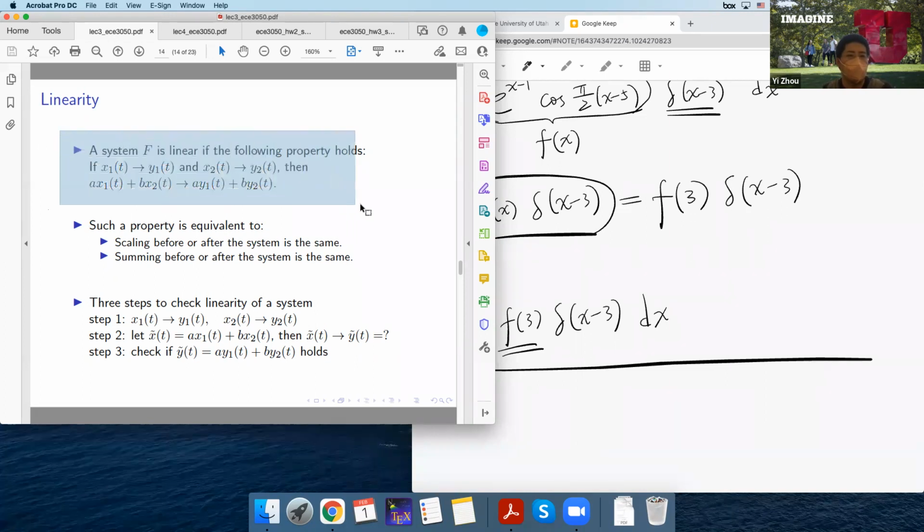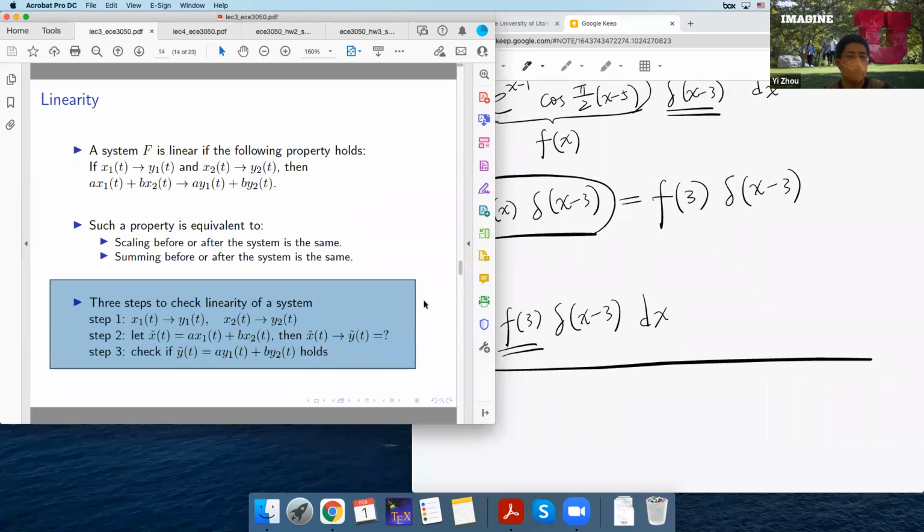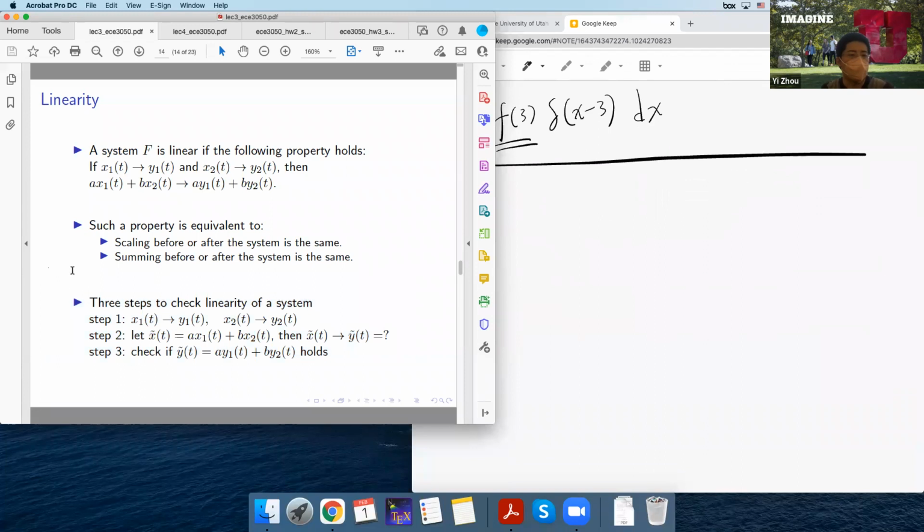Okay, and following this definition, we can check the linearity of a system by following these three standard steps. The first step is to consider any x1 and x2 and figure out their corresponding y1 and y2 following the system equation. Usually the system equation will be given. So consider arbitrary x1 and x2, and then we have their corresponding y1 and y2. This is step one: you consider any arbitrary two input and output pairs of the system.